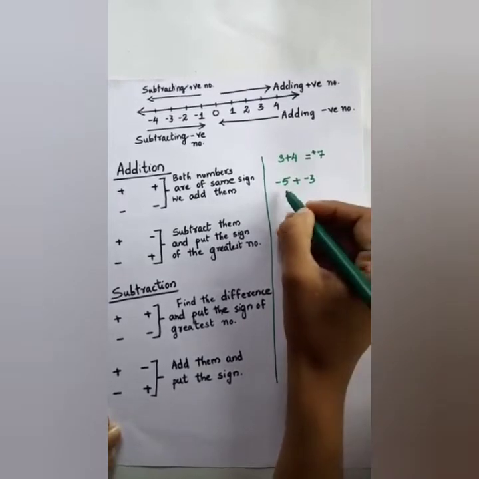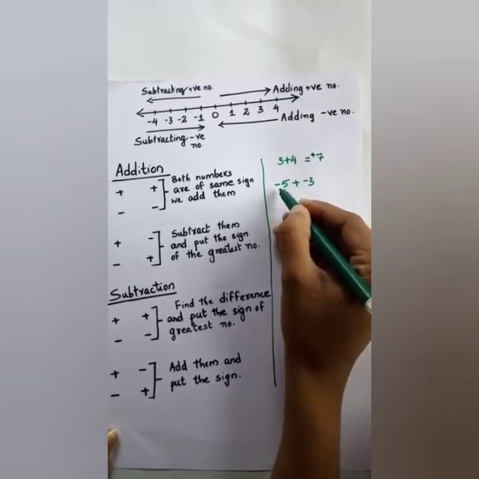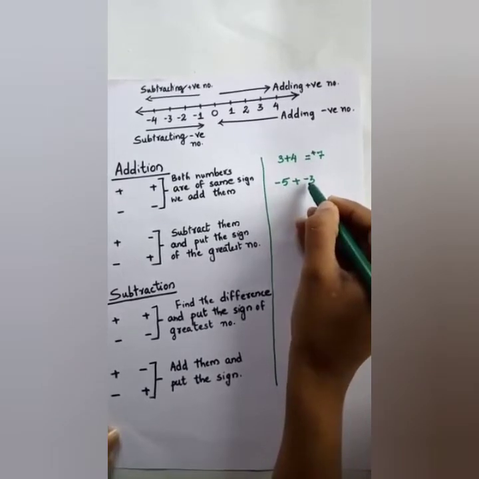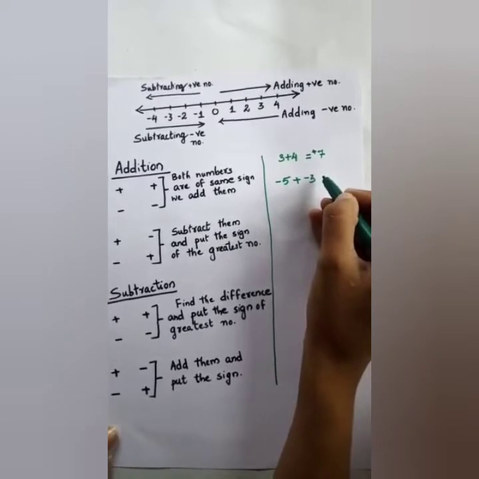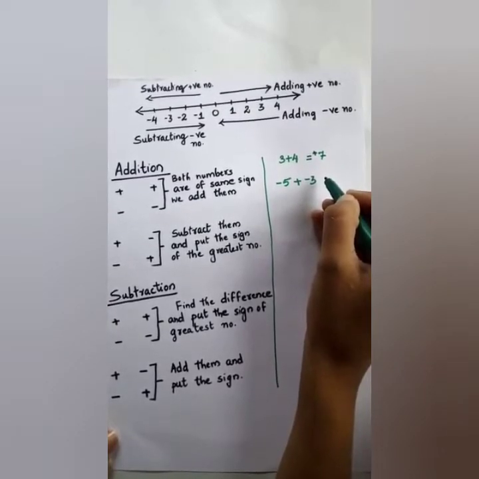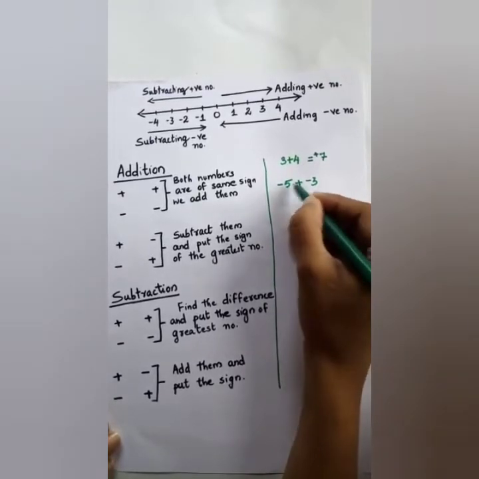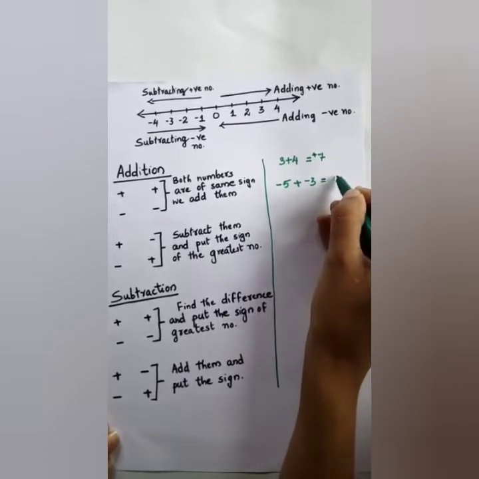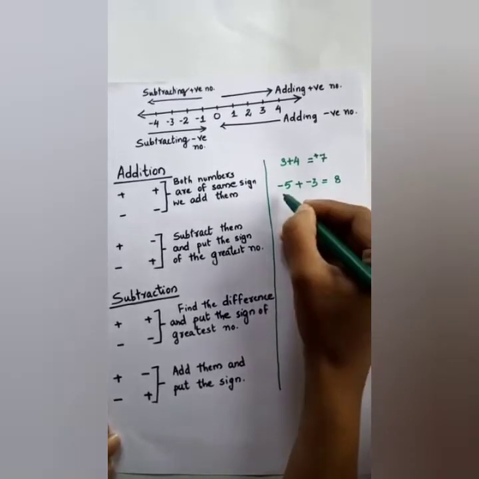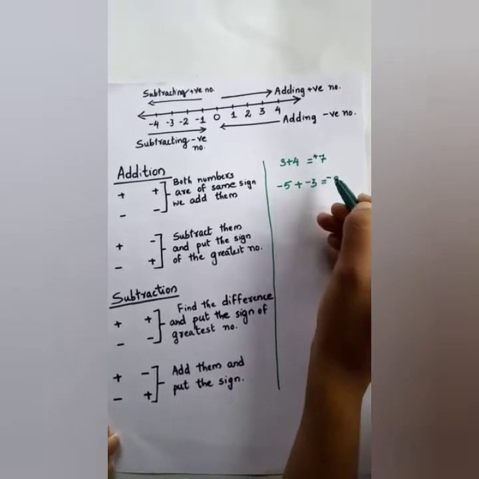Now let us check the addition of two negative numbers. When we are adding two negative numbers, we do the same as what we did for the addition of two positive numbers. Here also, we will just add these two numbers. What will we get? 5 plus 3, we will get 8. Then which sign do we have to put? We have to put the negative sign.